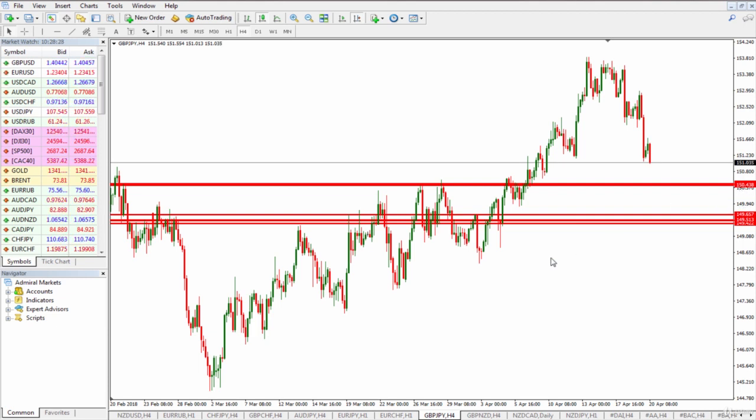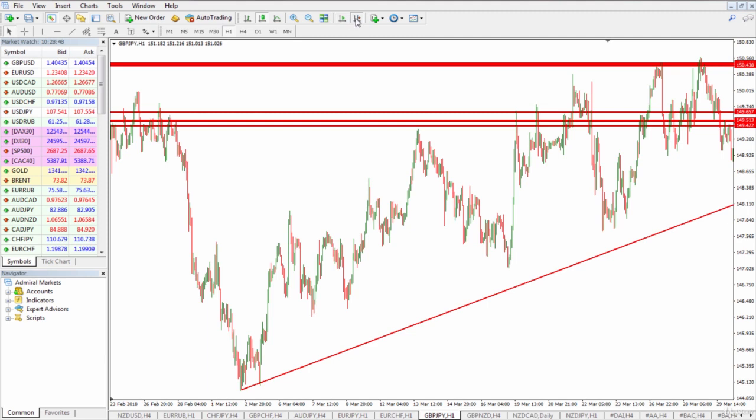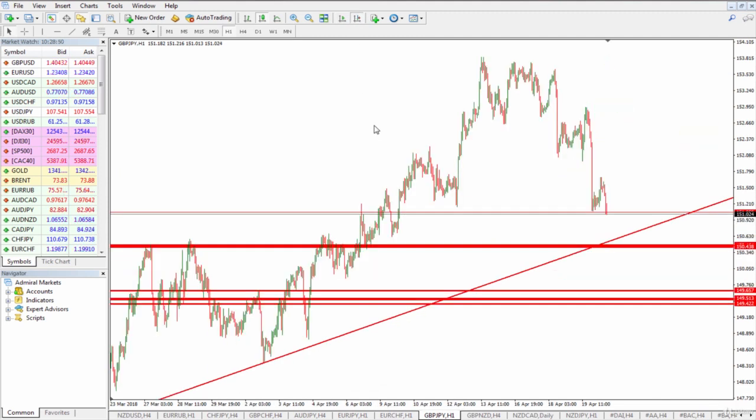Let's move on. We'll connect these two bottoms and get a trend line. I'll enlarge the graphic. We'll switch to H1. Okay, what does this trend line tell us? It tells us that if the price reaches this line again, we'll have a buy signal.